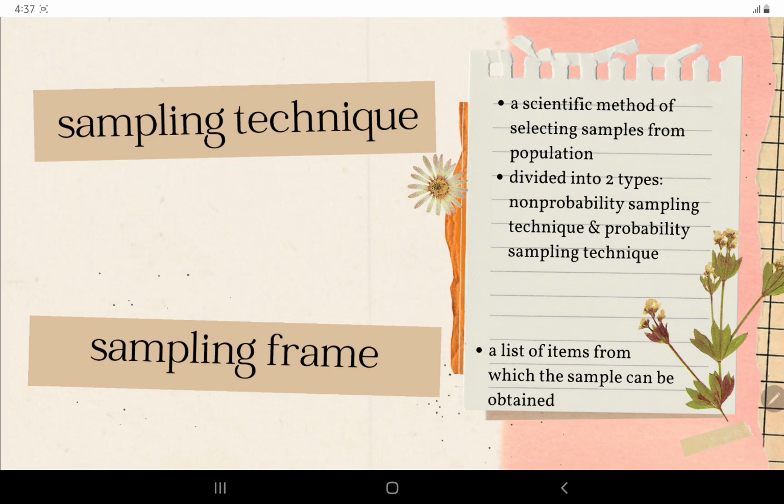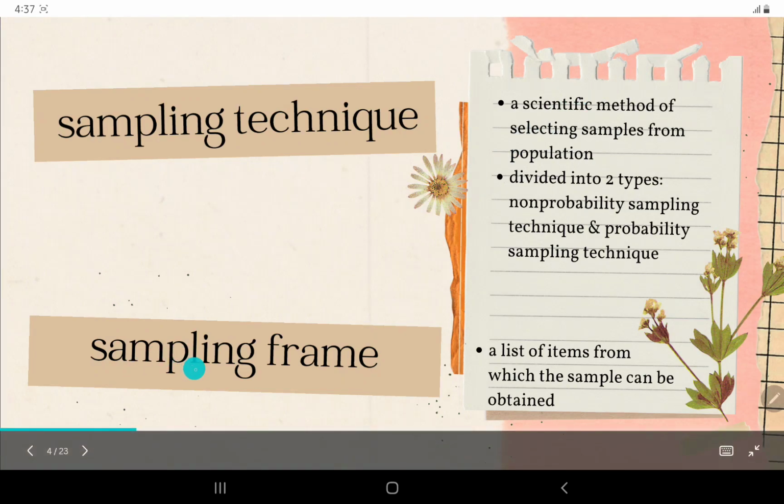So this is the definition of sampling technique. Sampling technique is the method of selecting representative samples from our population. The samples selected must be random and representative of the respective population. There are two types of sampling technique: non-probability sampling technique and probability sampling technique.